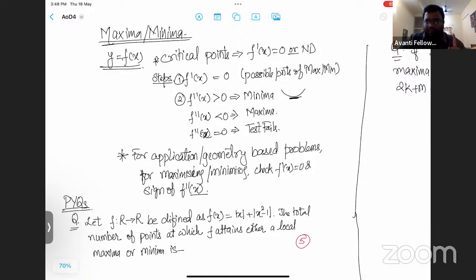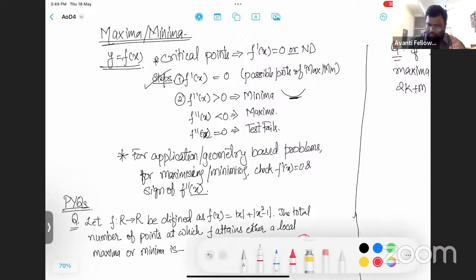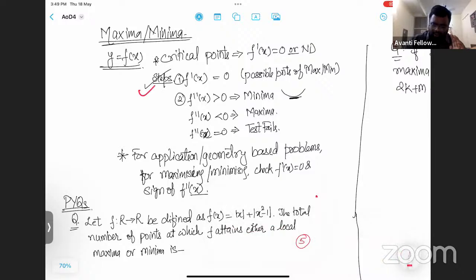So for a given function, step 1, find f dash x. Once you have f dash x, check for 0. Whatever values you get are the possible points, the extremum values, where the function may get maximum or minimum. Step 1 is find f dash x equal to 0. You will get possible points of maxima or minima.